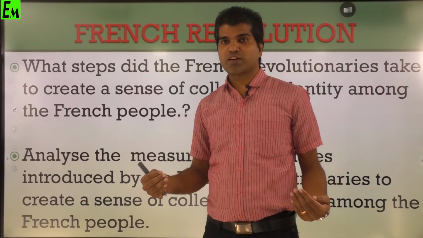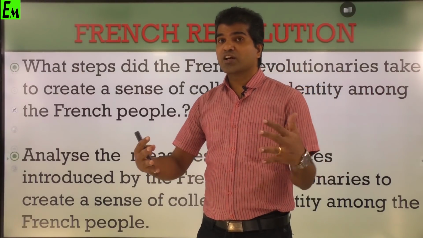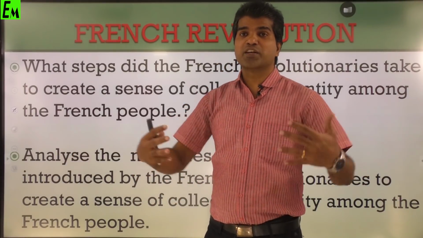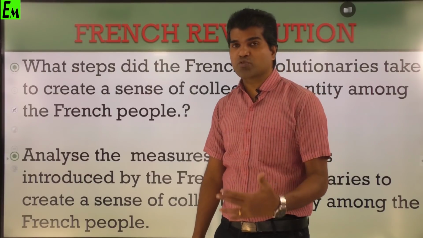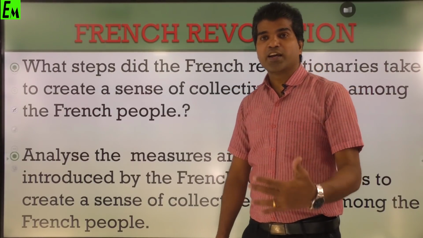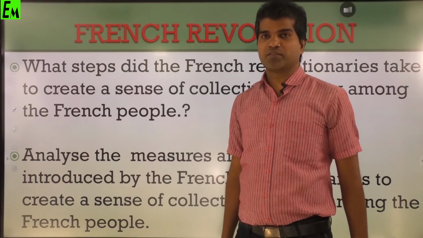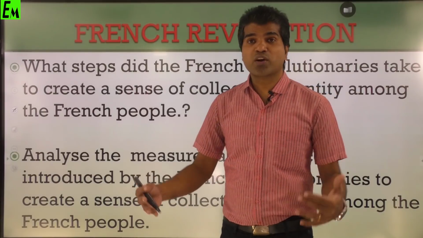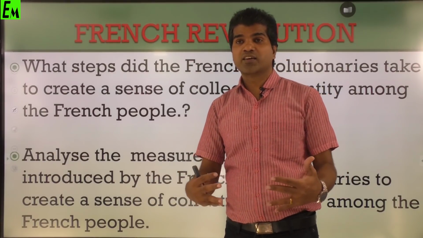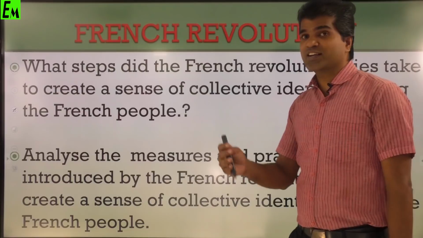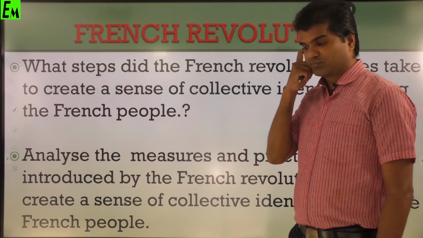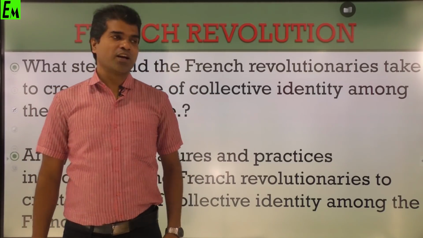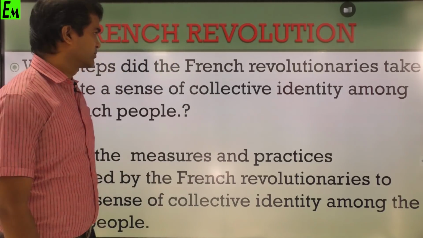While the French Revolution was going on, how did the French revolutionaries make a sense of collective identity, how did they make unity among them? What are the steps, what are the things they put forward in order to unite all the French people together in the revolution? There are 5 to 6 steps. It is a very simple question, but a very important one.